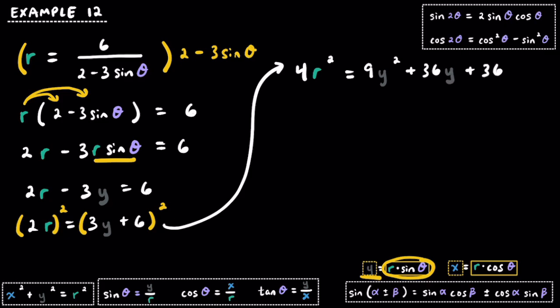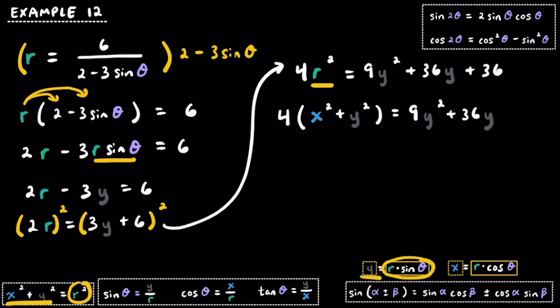That's positive. So we worked so hard to get this r squared on the left side, so we finally have that here, and we can make the substitution. We know that's equal to x squared plus y squared, so we can rewrite this and say this is 4 times the quantity of x squared plus y squared. So we're substituting that in on the left side of the equation. And on the right side, nothing's really going to change right now. We just have 9y to the second power plus 36y, and we still have a constant of plus 36.